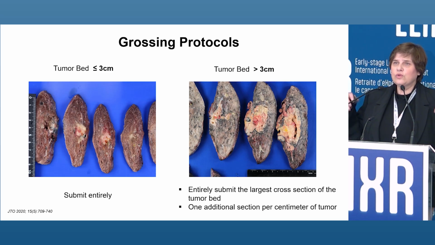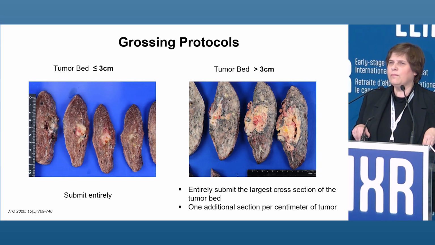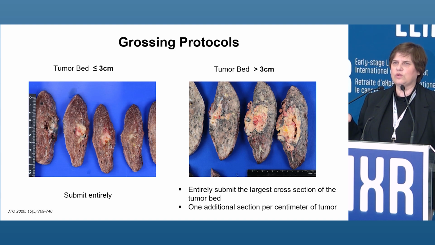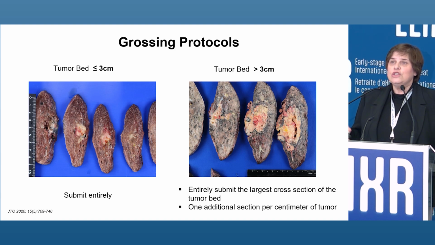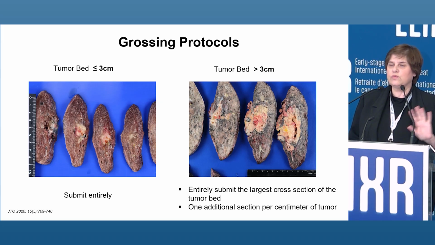So now I'm going to get you into the nuts and bolts of basically pathology and tell you what the issues are, but I don't want you to be scared, because what I'm going to present is going to be scary. So, grossing protocols. When we are dealing with tumors that are less than or equal to 3 centimeters, we're supposed to submit that entirely. And I would say compliance is pretty good in a pathology practice, so we can pretty much feel comfortable with the tumor size up to 3 centimeters.